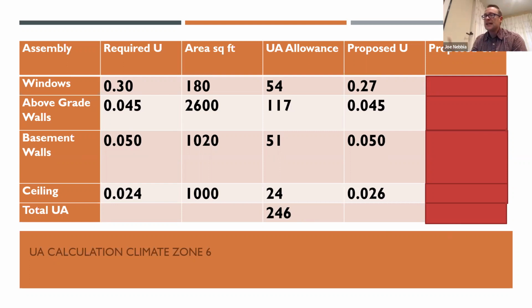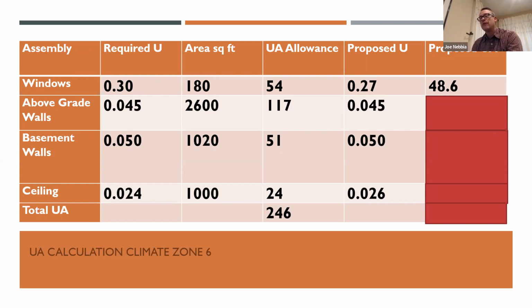So let's say I increase my window performance from a 0.30 to a 0.27. This isn't a really aggressive window. It's still a double pane window. I know a lot of builders building in these climate zones are looking at triple pane now, and that's a great way to go if you can make that work. But here I've got just a very good double pane window, meeting Energy Star requirements currently for windows. So a little bit better than code on my window. And now I have a 48.6 for my proposed UA on the window. So I'm doing a little bit better there.